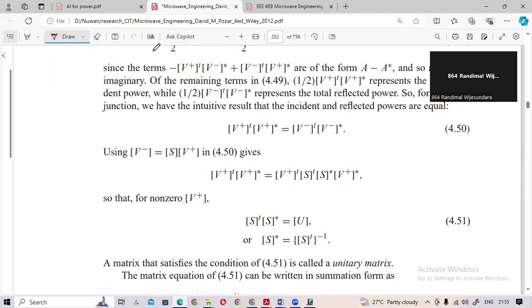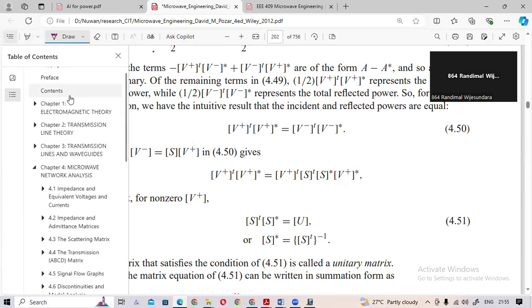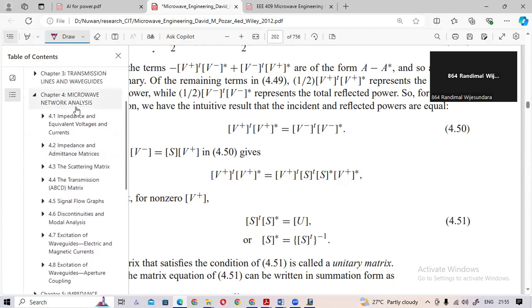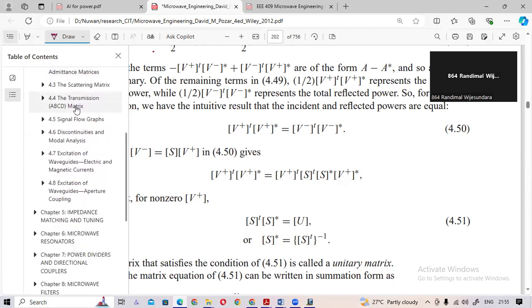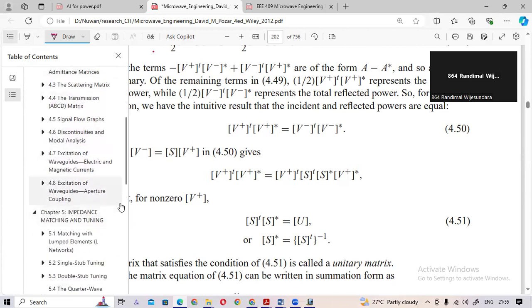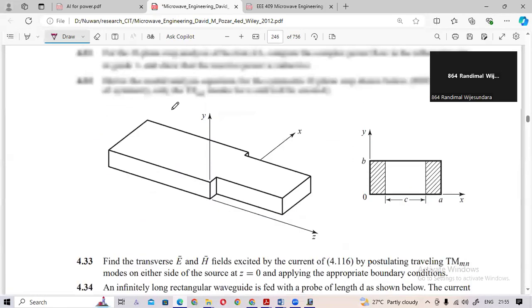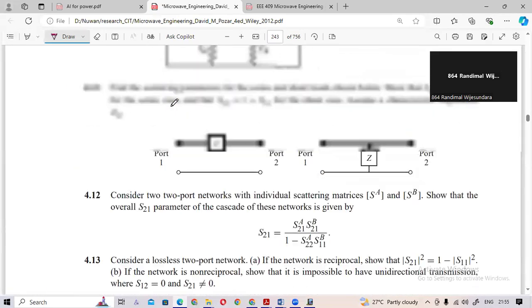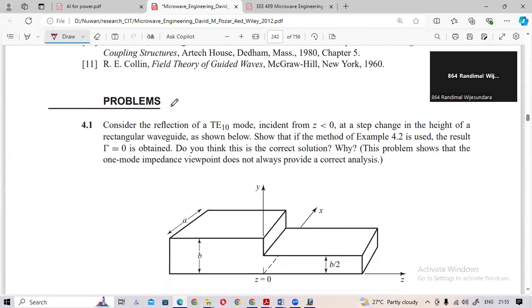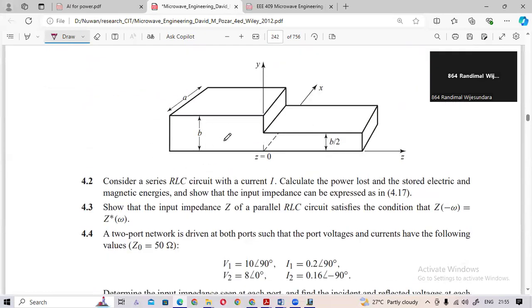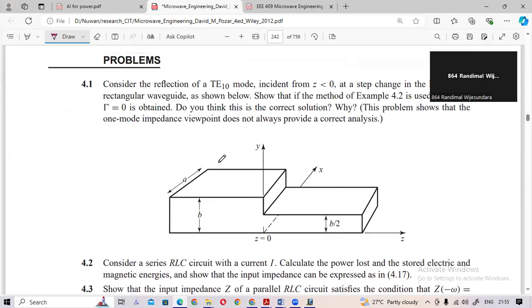So as a homework, try to do that one. And also there are some questions. I will give some questions here also. Actually, for your final paper also, I normally choose questions from this section, from this problem section.